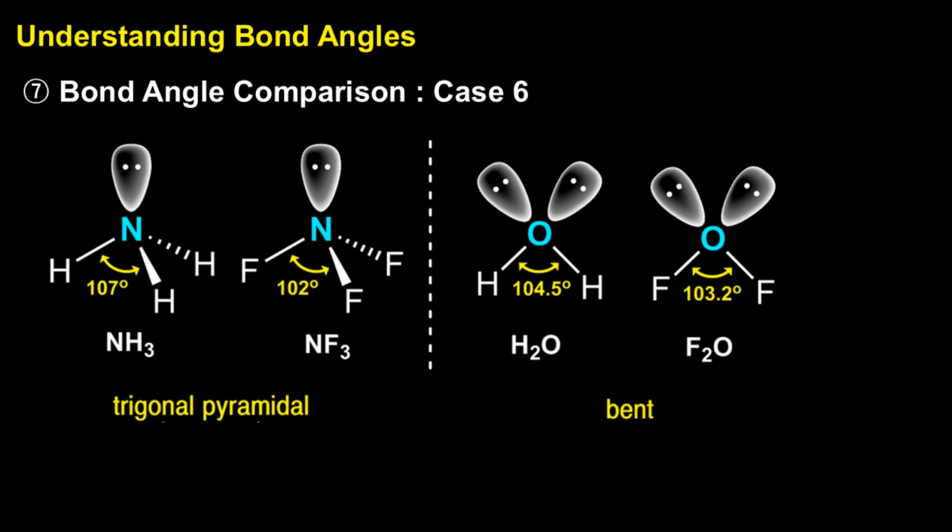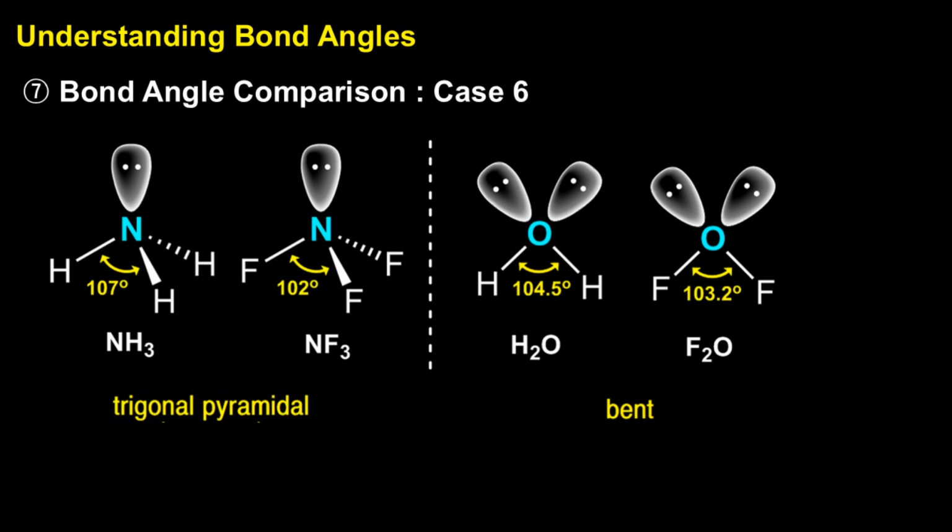We see the same kind of pattern with water and oxygen difluoride. In water, oxygen is way more electronegative than hydrogen, so again, the bonding electrons get pulled in toward oxygen, creating strong repulsion between bonding pairs. That gives us a bond angle of about 104.5 degrees.